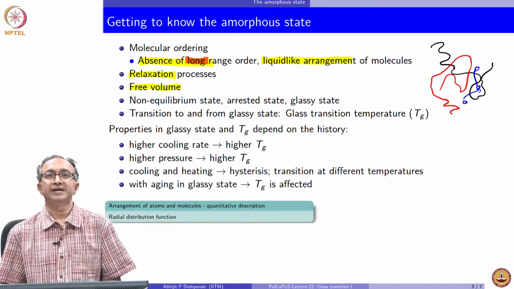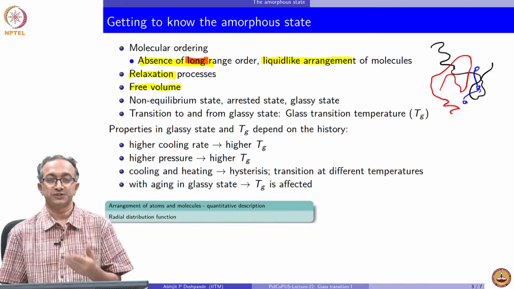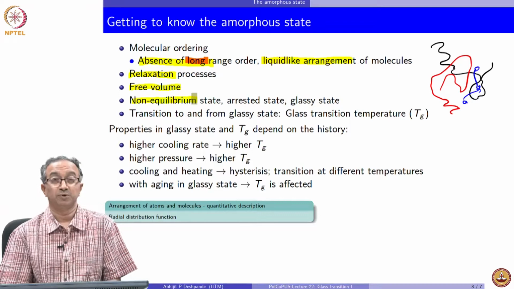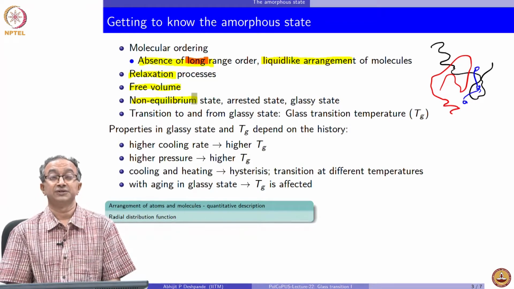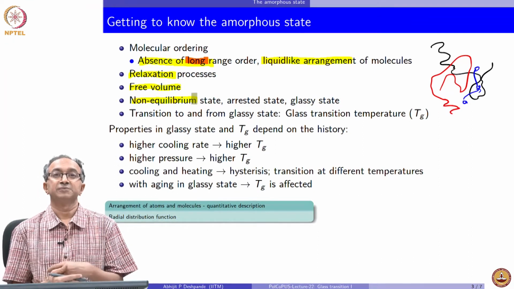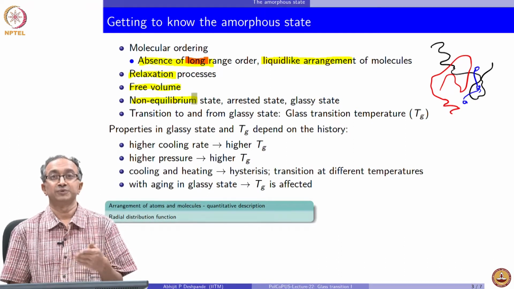So one of the implications of saying that there is free volume and there are relaxation processes possible in the material is that we are making the assertion that the polymer in the glassy state is not at equilibrium. There are changes taking place in the material which are taking the material from one state to another, and therefore equilibrium is still to be reached.